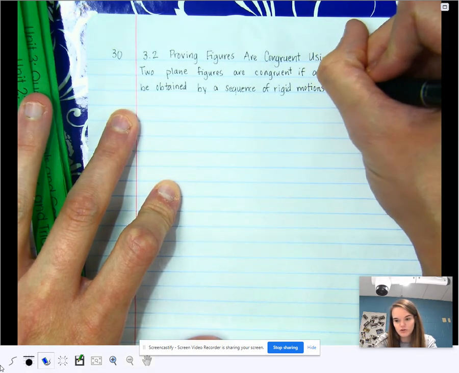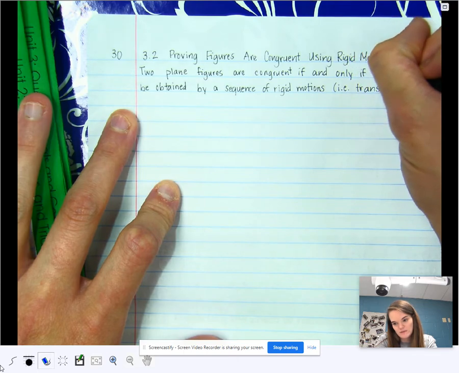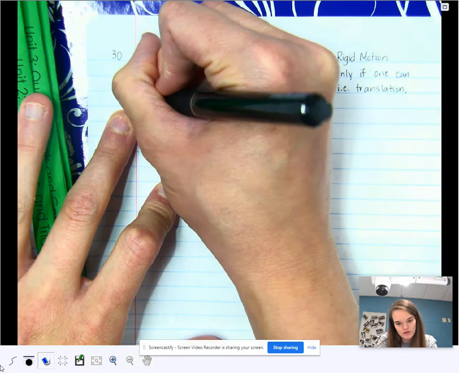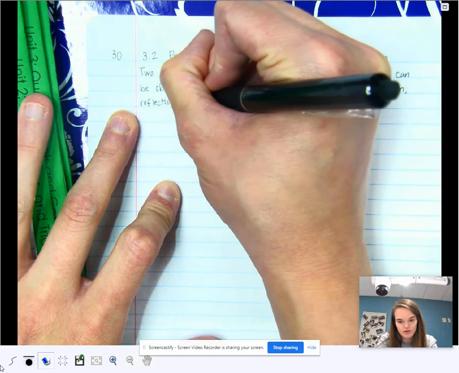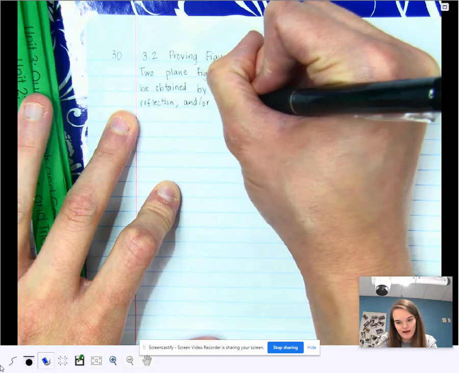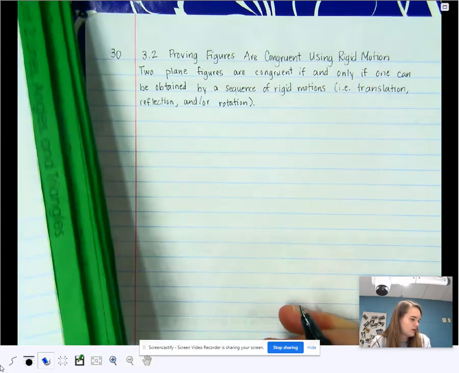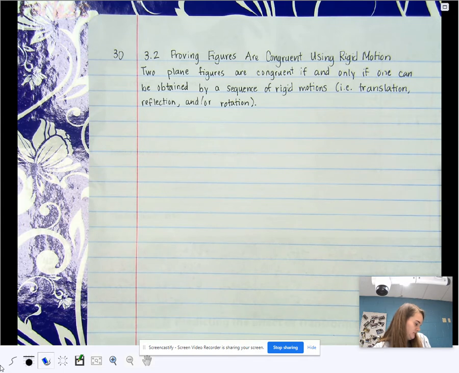Remember, rigid motions are translation, reflection, and or a rotation, and it could be any of those. Today we're going to have to identify if one of these happened or not. All right, in order to do that, we're going to rip some pages out of your book. So get your book out.